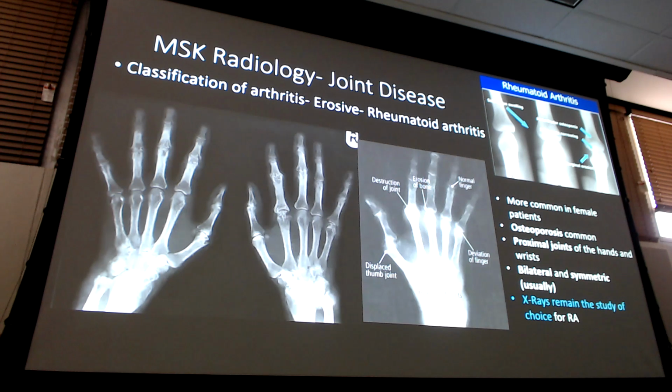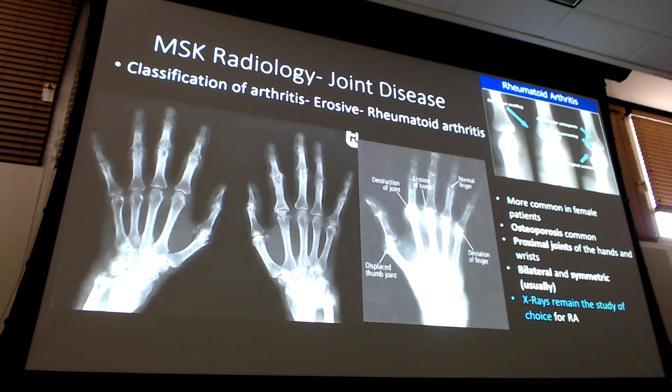in the proximal joints of the hand and wrist. Usually this is bilateral and symmetric. Okay? X-ray is still the study of choice for RA. And what you end up getting is those fingers start to drift at those carpometacarpal joints. It can be at the pips as well, but most of the time it's at those carpometacarpal joints. It can also affect the wrist. Look at the carpals on this wrist.